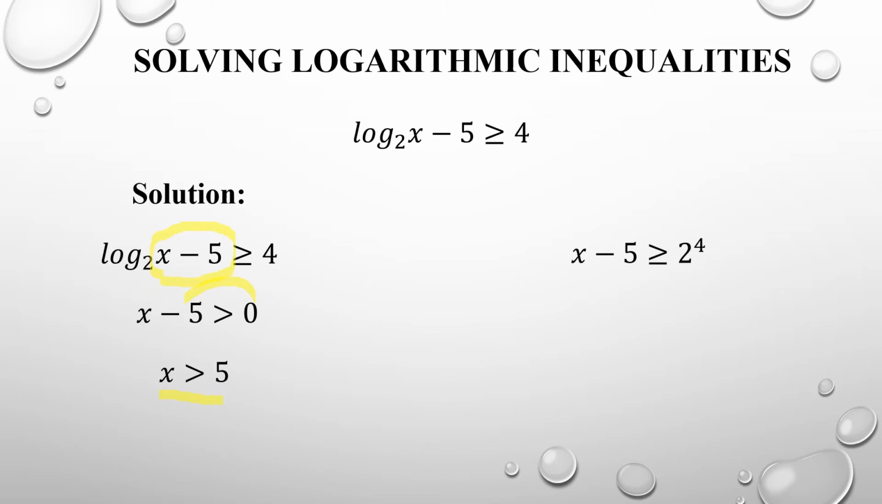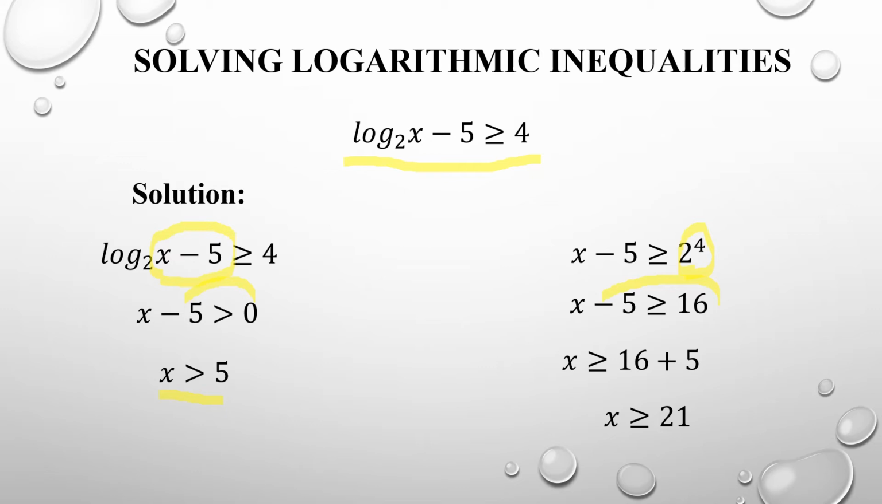After that, we can rewrite this logarithmic inequality sa exponential form. We have x minus 5 is greater than or equal to 2 raised to 4. Then simplify natin itong part na ito. We have x minus 5 is greater than or equal to 16. Pagsamahin natin ang magkakaparehang term. We have x is greater than or equal to 16 plus 5, or x is greater than or equal to 21.